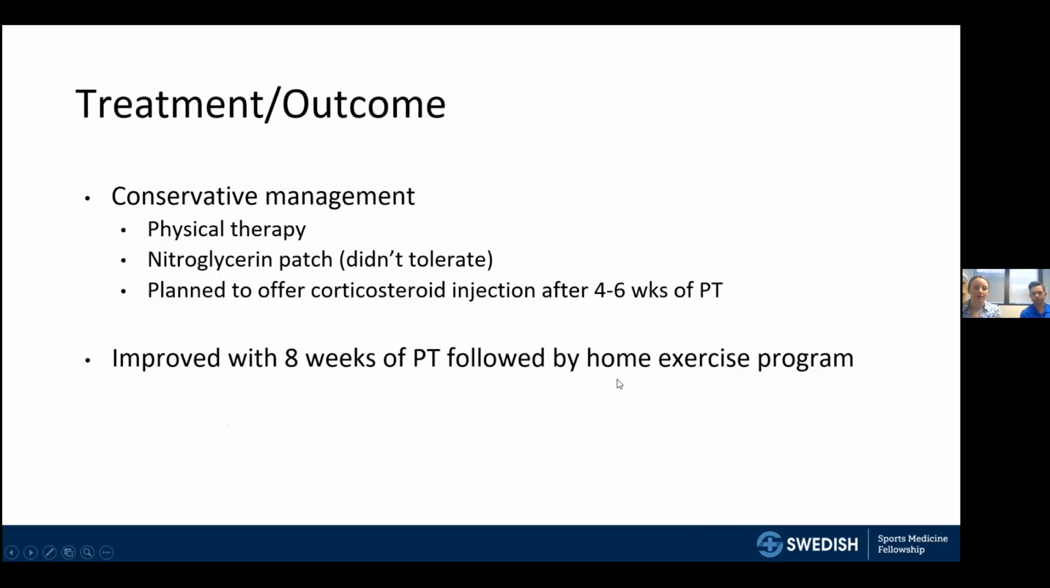And so the treatment and outcome for this patient. I think if you go back and look at our full report, she had a supraspinatus tendinopathy and tearing as well. So we offered her a nitroglycerin patch for pain relief just over that anterior shoulder. However, she did not tolerate that. So her main treatment was physical therapy with a plan to follow up with a corticosteroid injection if her pain was too much to complete PT, or if after many weeks of physical therapy, it wasn't improving. She improved without needing an injection, and she transitioned to a home exercise program at the 8-week mark, and is overall doing well.